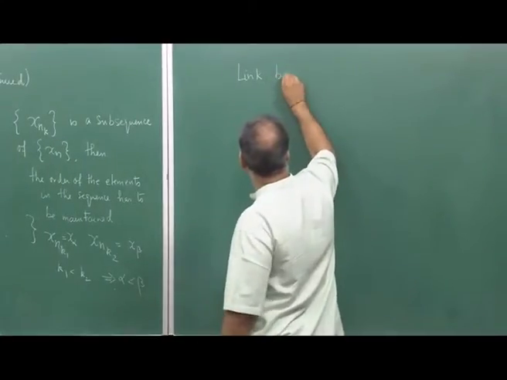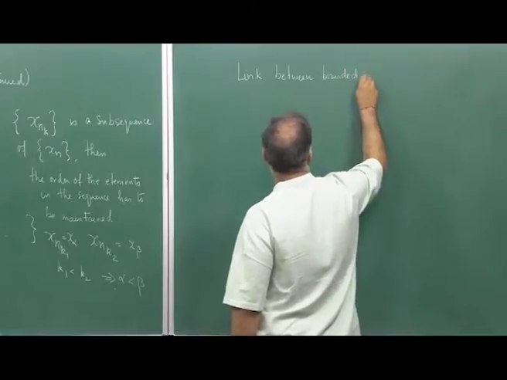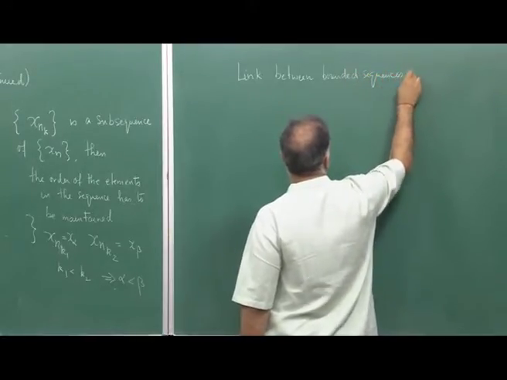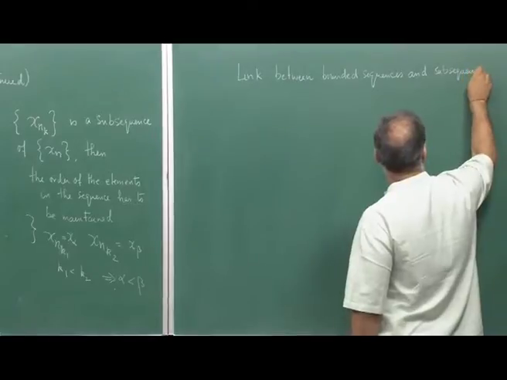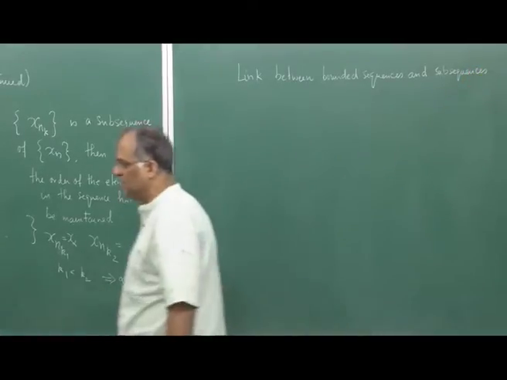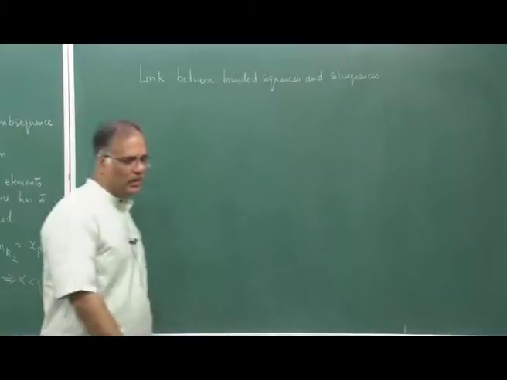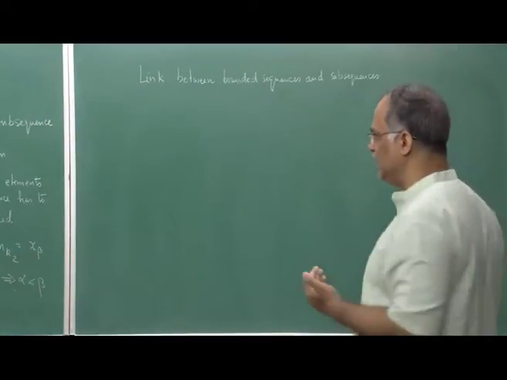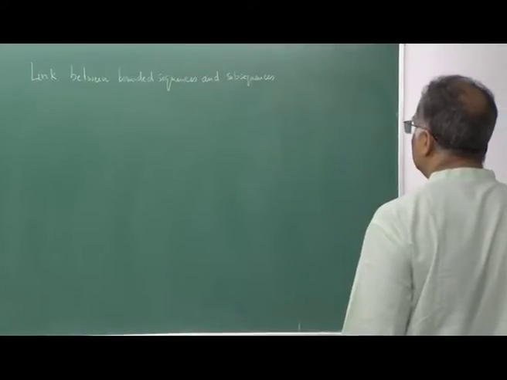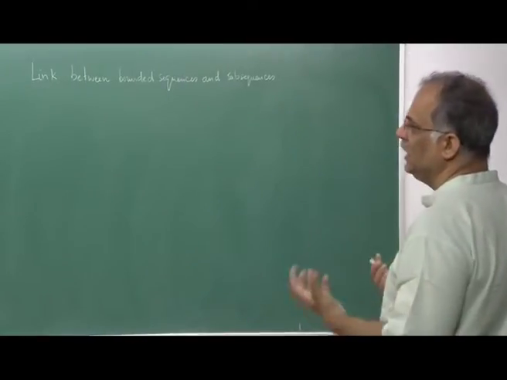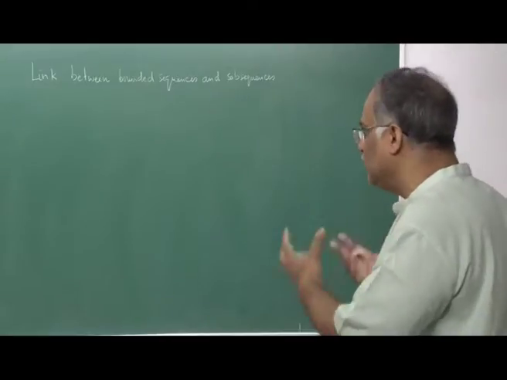So, the link between bounded sequences and subsequences. One of the key facts that we learned about bounded sequences in the last class was that every bounded sequence need not be convergent. The example was the sequence -1, +1, -1, +1 and so on. So, the idea now is: how are subsequences linked to bounded sequences? If you choose some subsequence in a bounded sequence, what happens? Does convergence have something to do with subsequences?